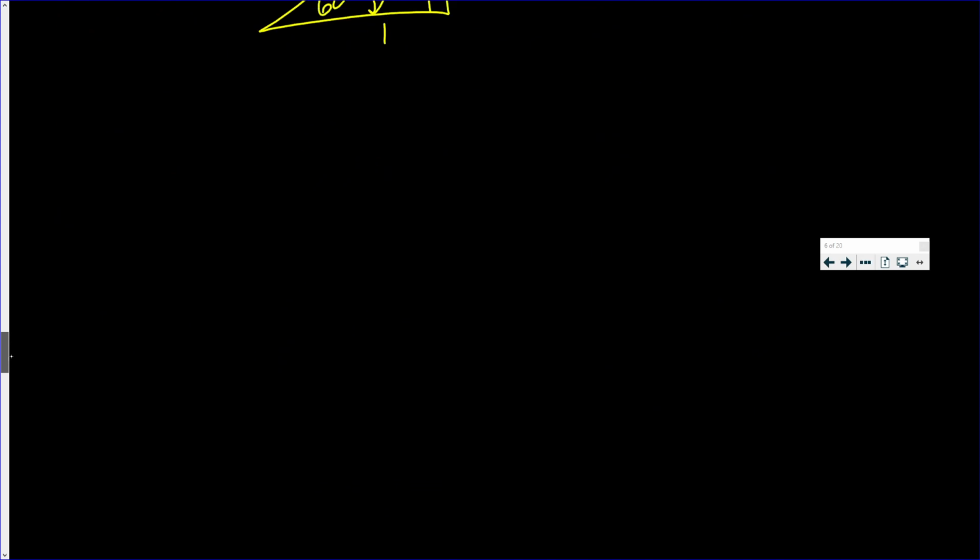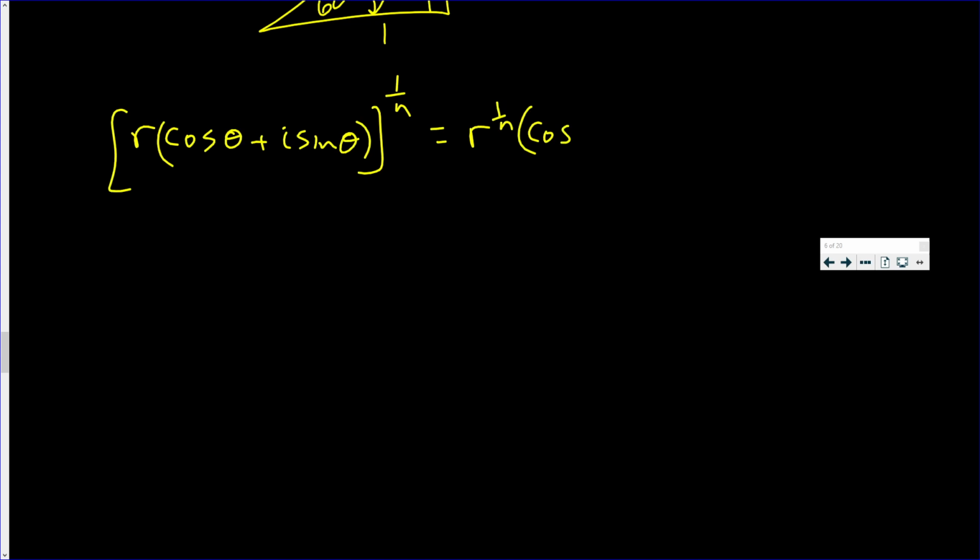If you have r times cosine theta plus I times sine theta, and it's all raised to the 1 over n, same thing happens. R to the 1 over n, and you multiply the powers by the angle. So you'll get cosine of theta over n plus I times sine of theta over n. Didn't prove that, but that will happen.